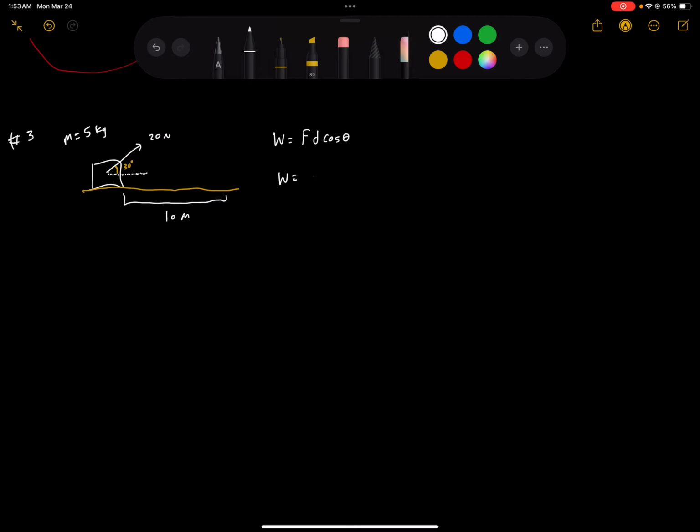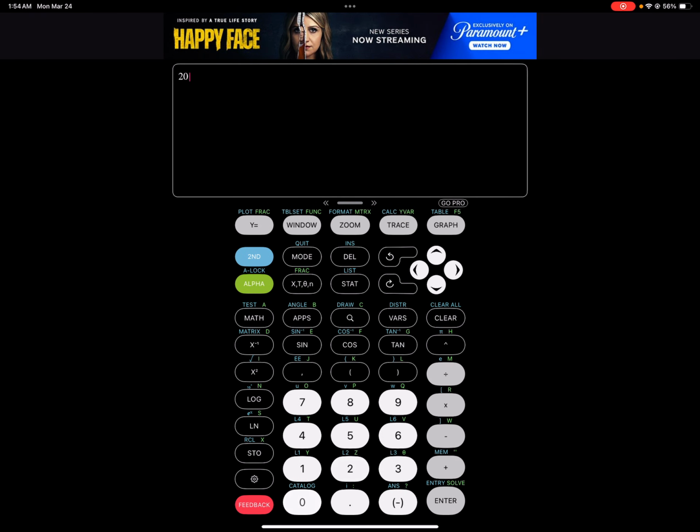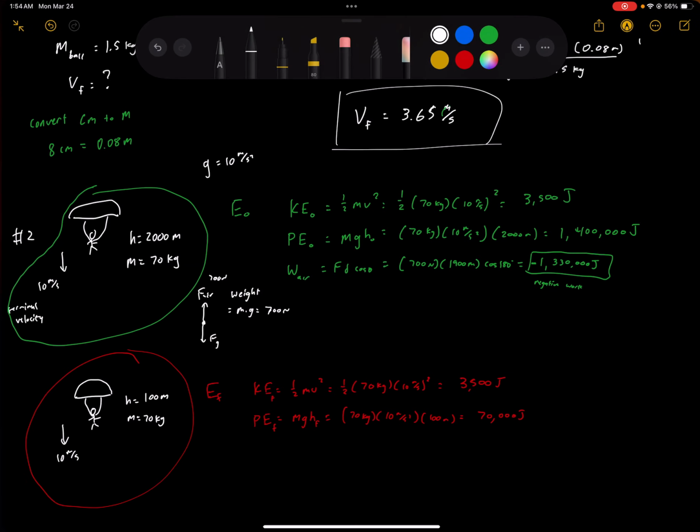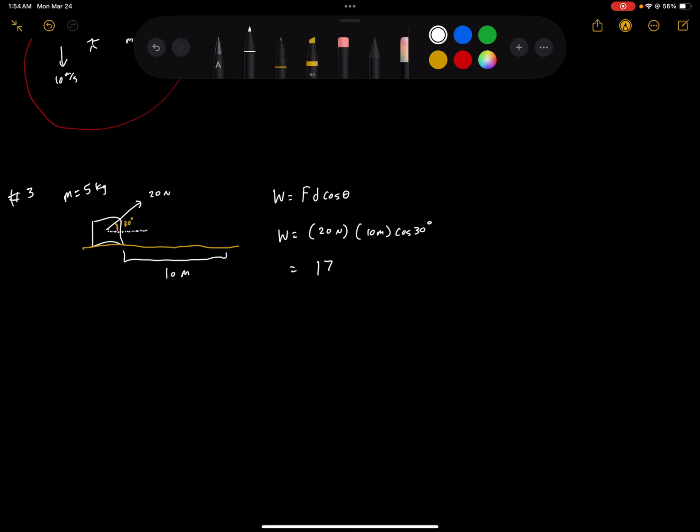So we have here work is equal to 20 newtons times 10 meters times the cosine of 30. And that's it. So we got 20 newtons times 10 meters times cosine 30, and there you go, 173. So 173 joules, and that's the answer to that one.